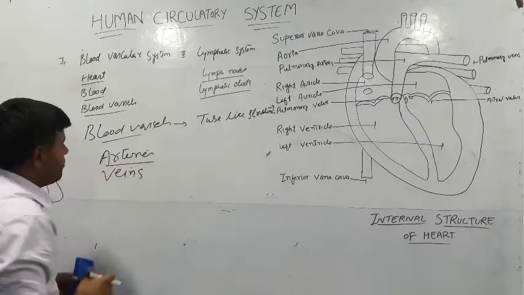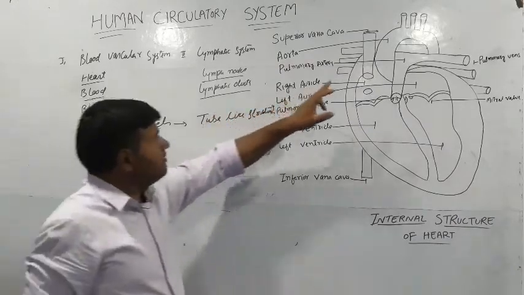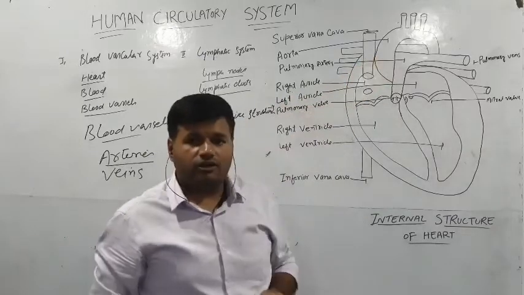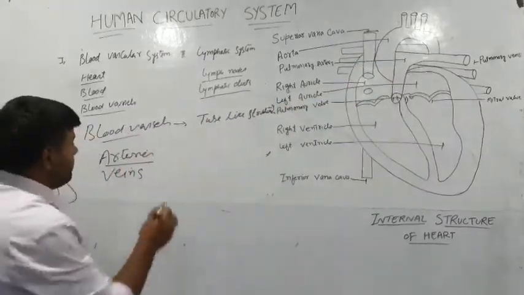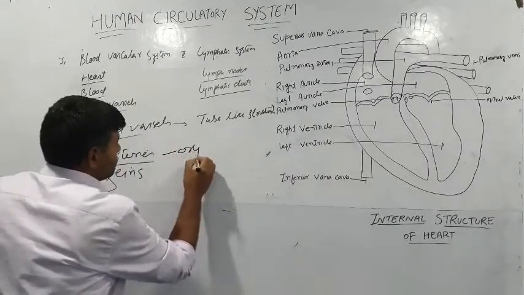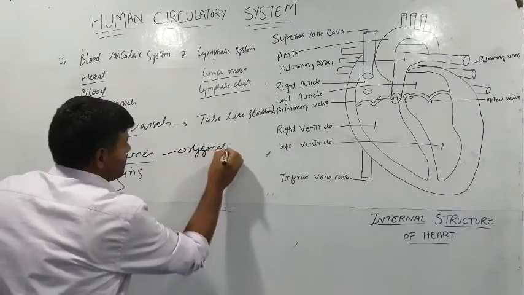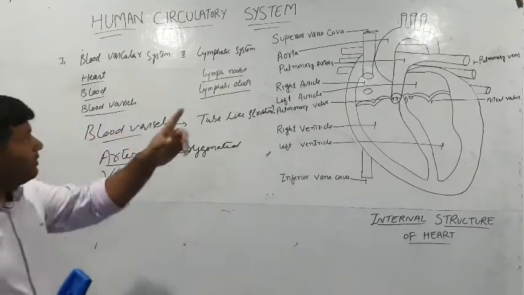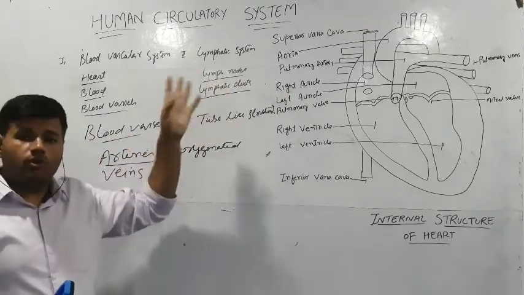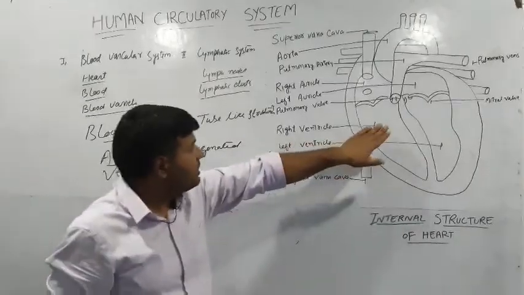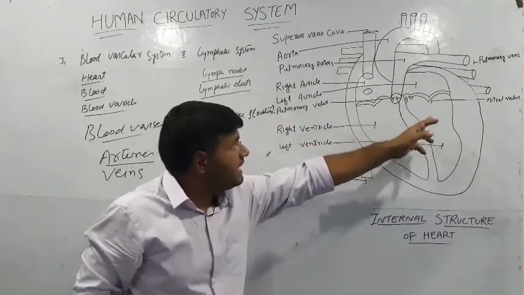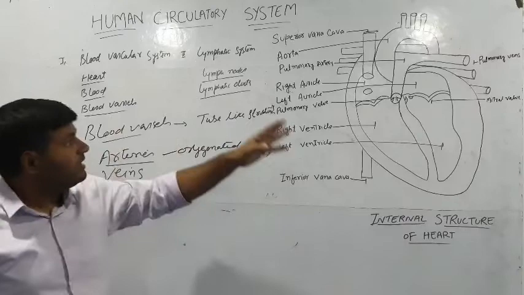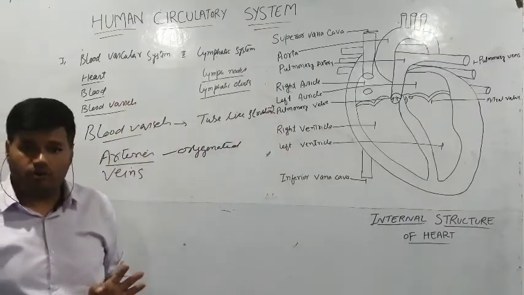Let's talk about arteries. You can see here we have the aorta. Aorta is an artery. Arteries are the blood vessels which are responsible for carrying oxygenated blood. The aorta carries oxygenated blood from the left ventricle, and this is the left ventricle, and transports it to our whole body.